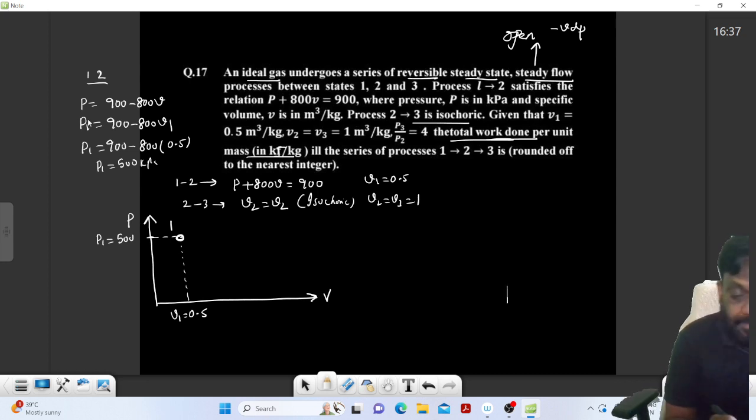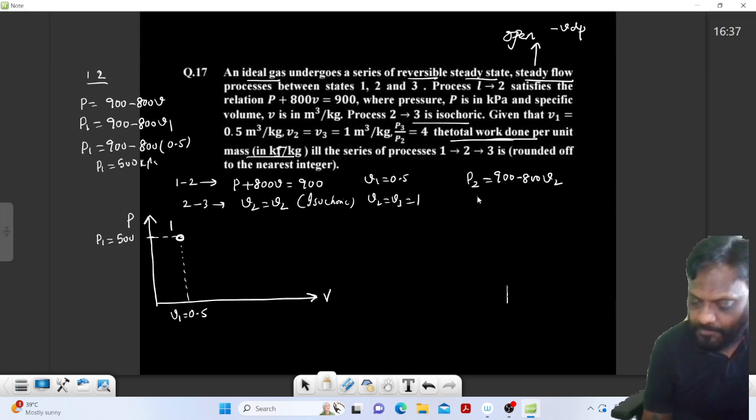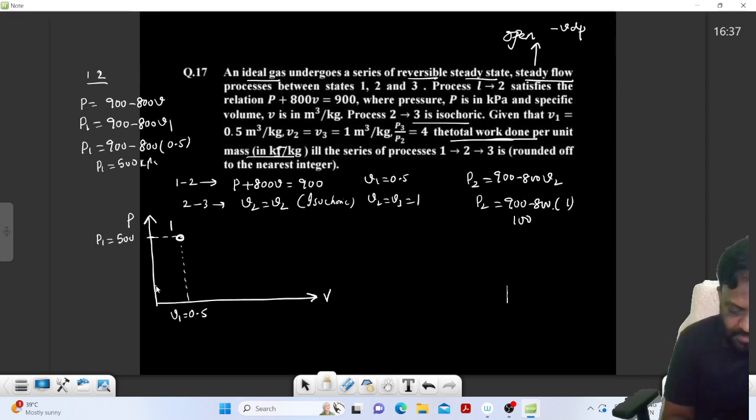And what is the final pressure P2? Because 1 to 2 follows this process, P2 is equal to 900 minus 800 V2. The final volume V2 is given as 1, so 900 minus 800 is 100. So P2 is 100 and V2 is 1 meter cube per kg. And you know how the process is taking place, linear in P and V. So this is my process.